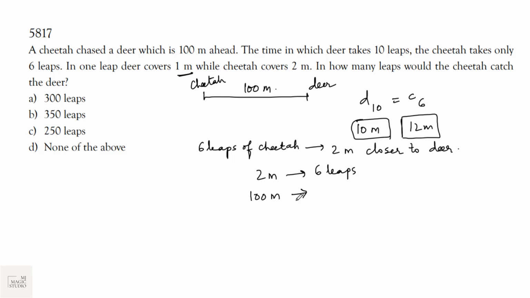The cheetah wants to reduce 100 meters. 6 by 2 into 100, that is 300 leaps. After 300 leaps the cheetah would be able to catch up with the deer. Option A is the pick.